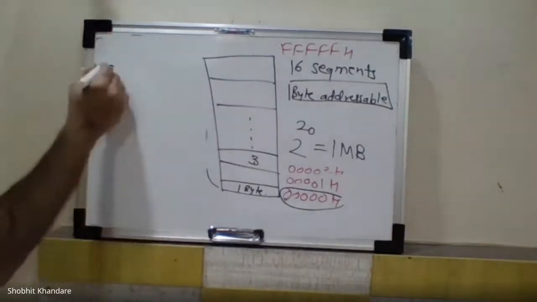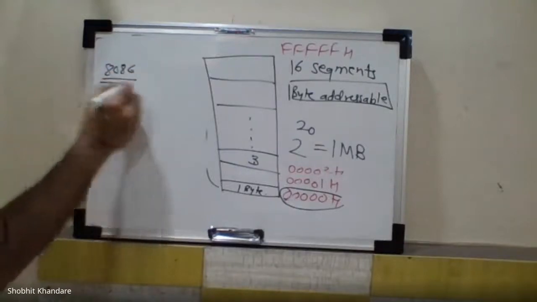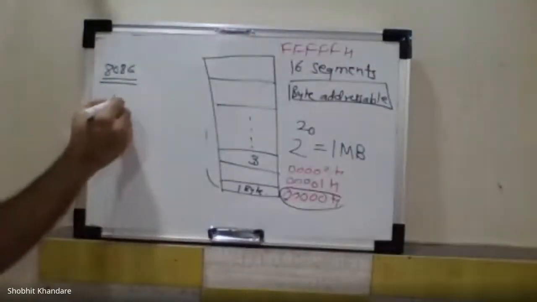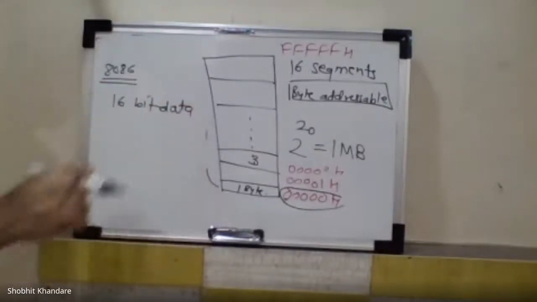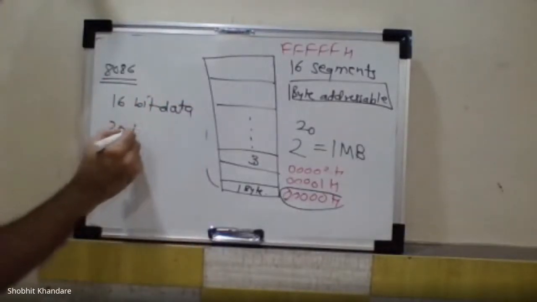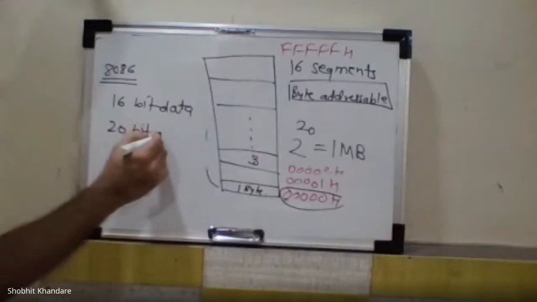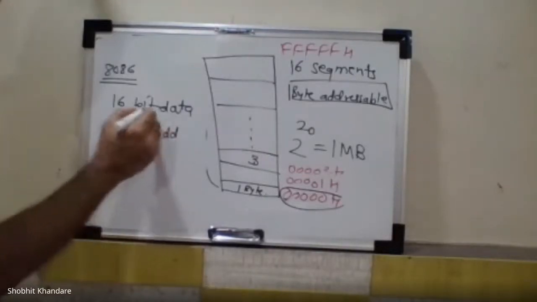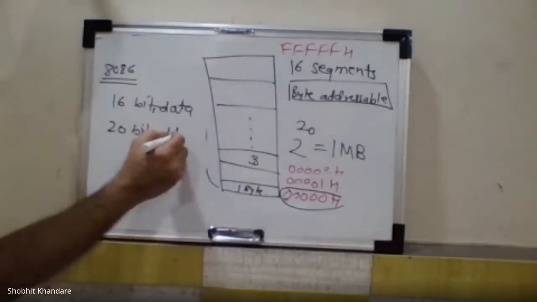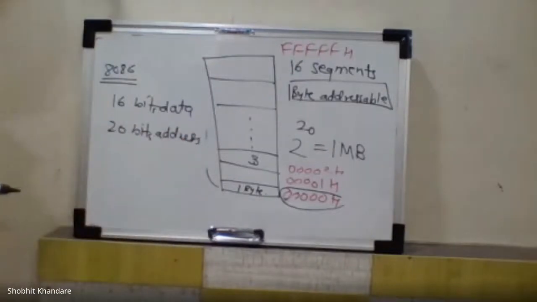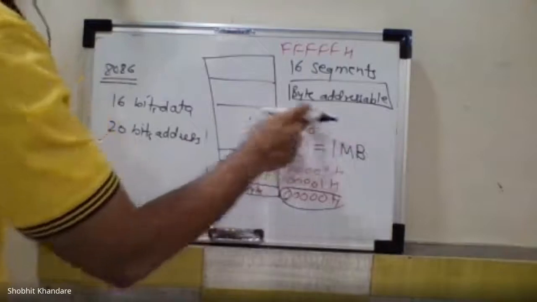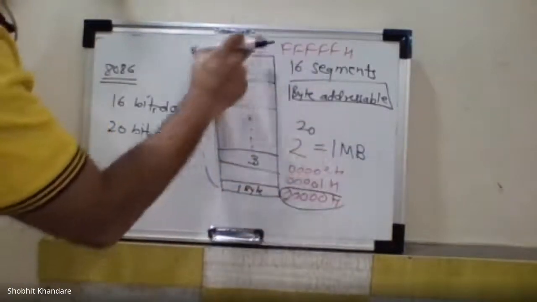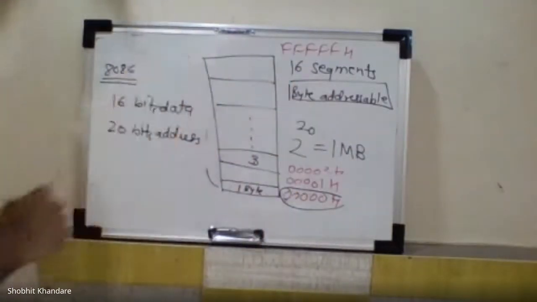You know that as far as 8086 is concerned, you have 16 bits of data and 20 bits of address. I have told you 20 bits of address, that means 2 to the power of 20, 1 megabyte, in the linear fashion, if I'm using only one chip of 1 megabyte.